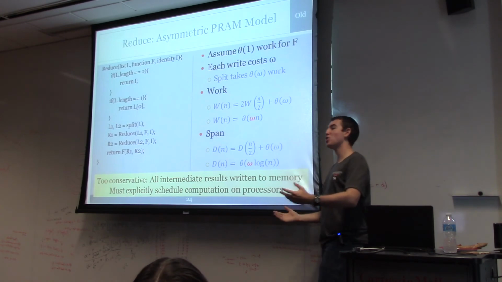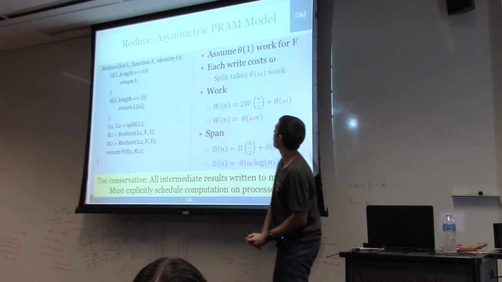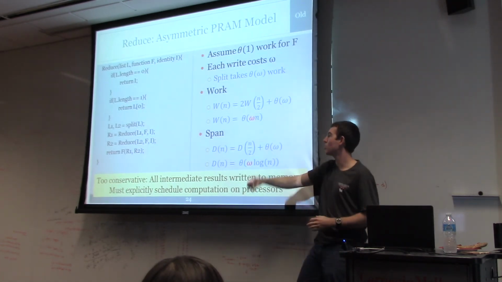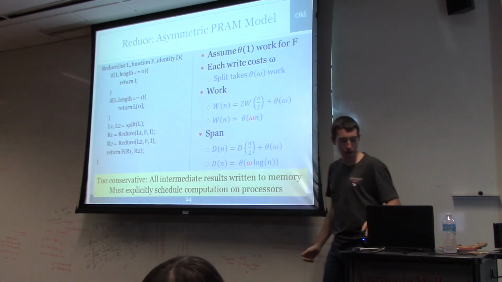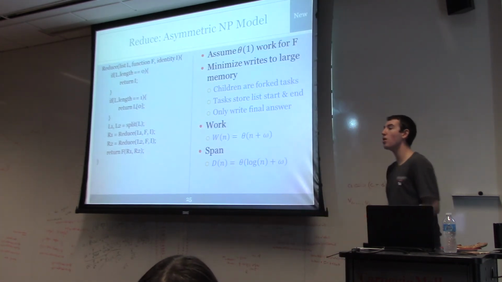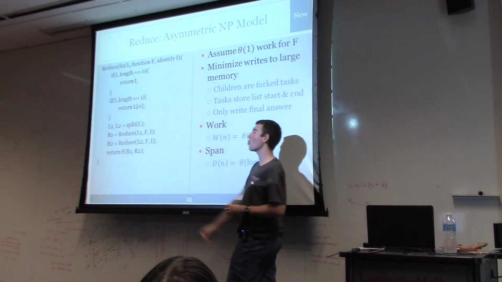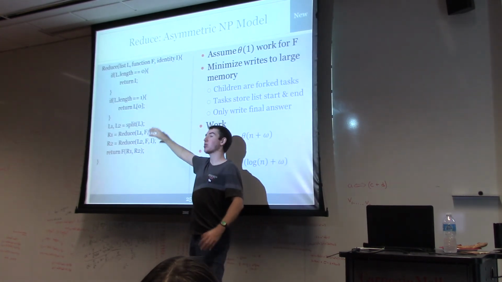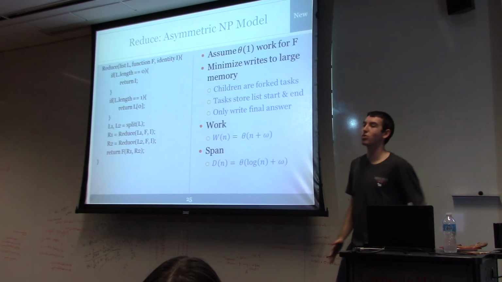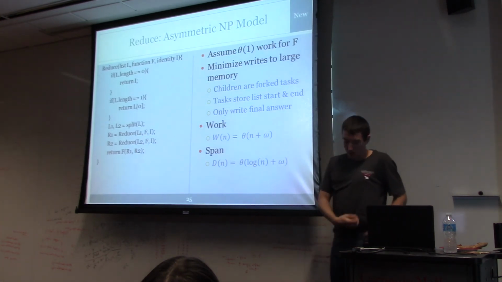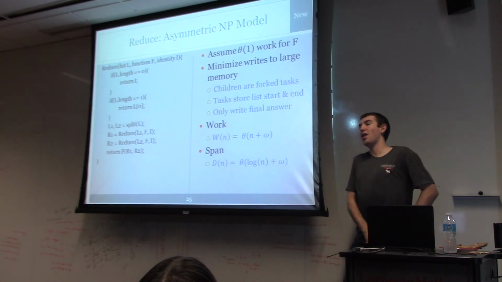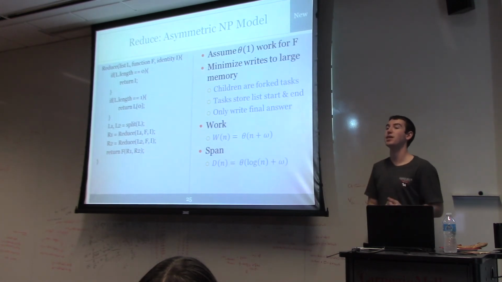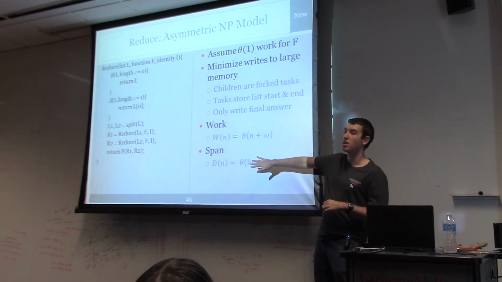So, coming back to our example of why do we care. We've looked at reduce under the asymmetric PRAM model. Every single write has to go to memory. Your communication has to go directly to memory. With the asymmetric nested parallel model, if you assume that all the work is being done on one processor, then all the intermediate steps take place in that processor's stack memory, and you only have to write out the final answer. You end up doing O of 1 writes for a total cost of n plus omega, which is a lot better than n times omega. And your span is affected similarly.